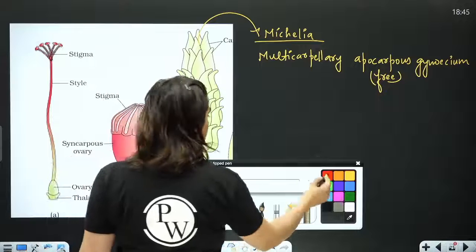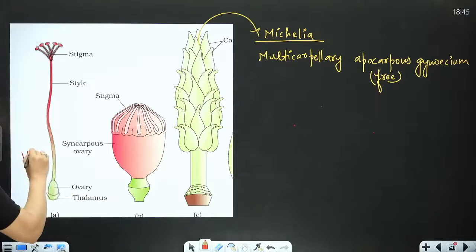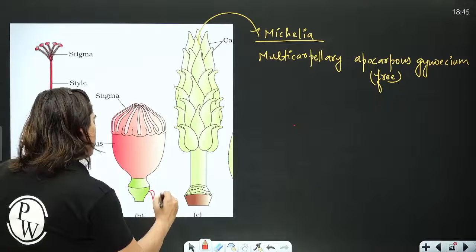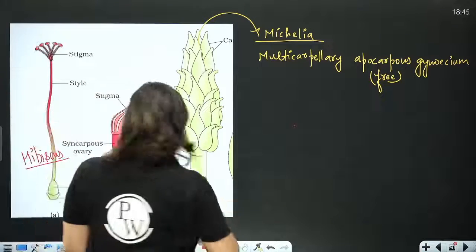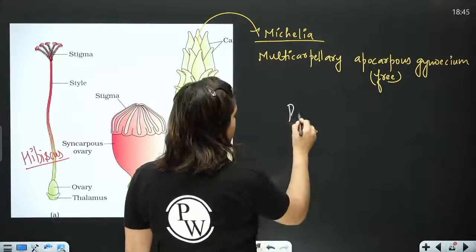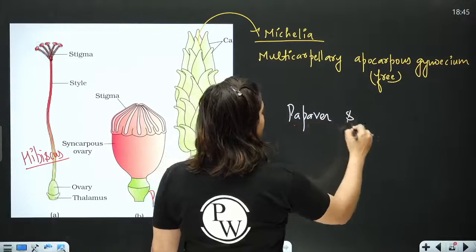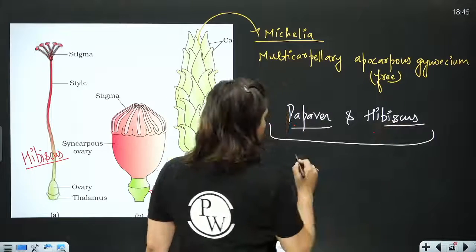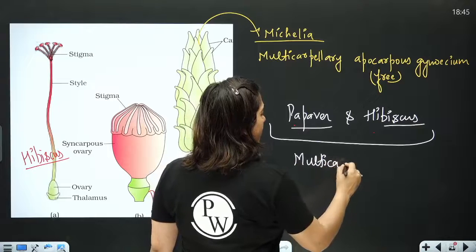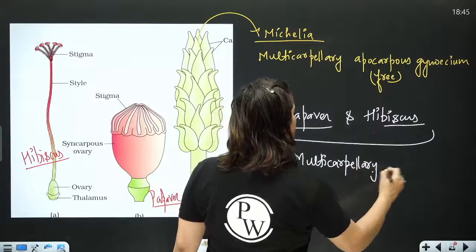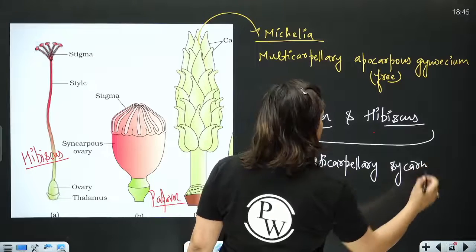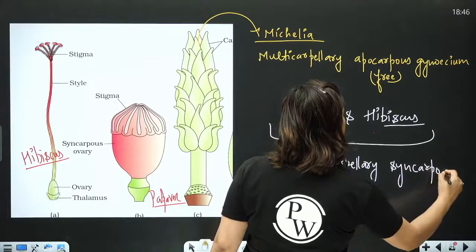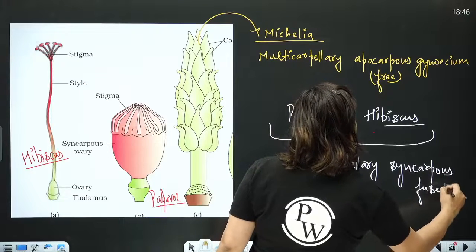The rest two examples are of hibiscus, also called China rose, and Papaver somniferum. In both Papaver and hibiscus, the gynoecium is multicarpellary and syncarpous. That means fused. And the most common condition is fused, right? So this makes the important question from this part.